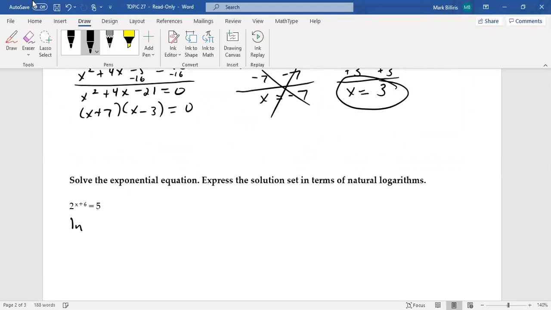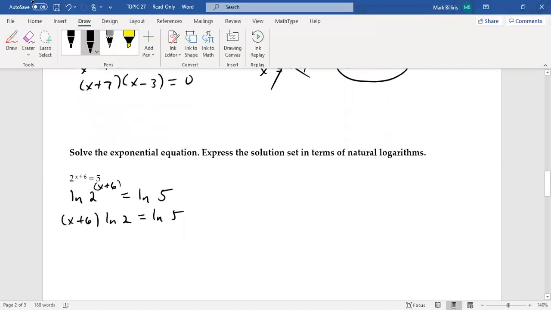So we'd have the natural log of 2 raised to the x plus 6 equals the natural log of 5. Now we're going to apply the power rule. Remember, when we have an exponent, in this case x plus 6, it's going to move in front of our log. So this becomes x plus 6 times the natural log of 2 equals the natural log of 5.